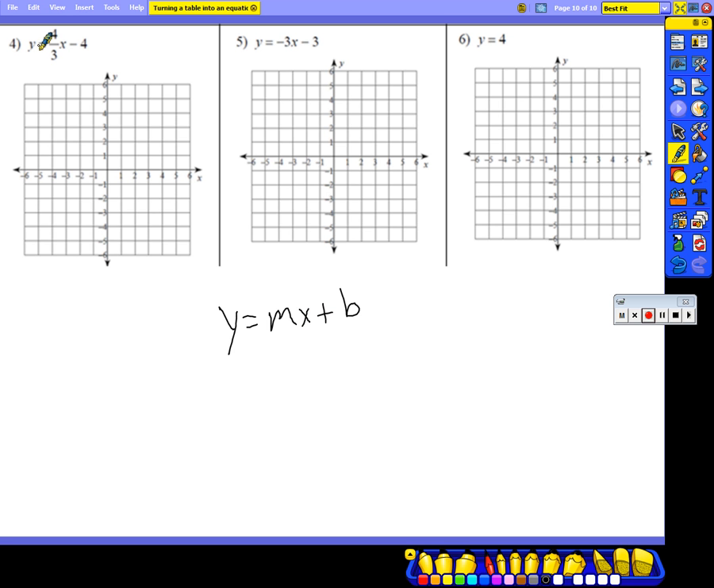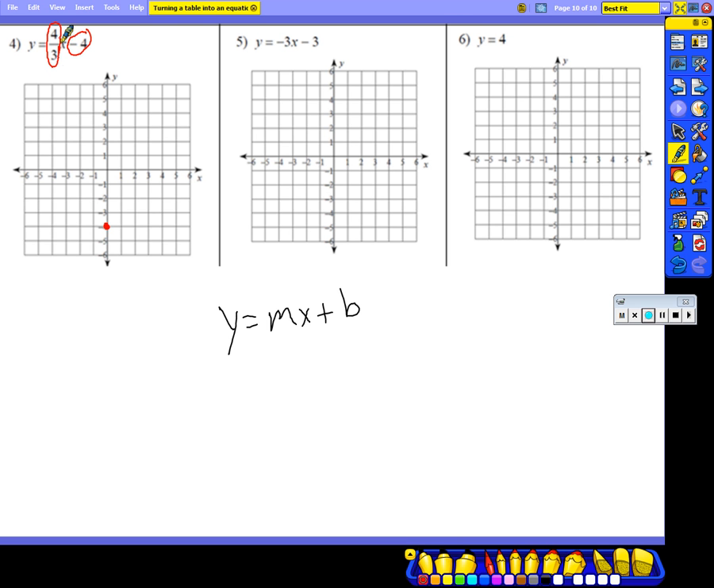All right, so I'm looking at number 4, and I see that my y-intercept is negative 4, so I'm going to go on my y-axis and find negative 4. There it is, because that's where my line's going to cross the y-axis. And then my slope is positive 4 over 3.